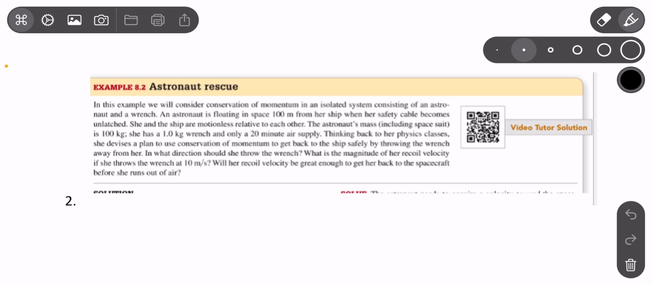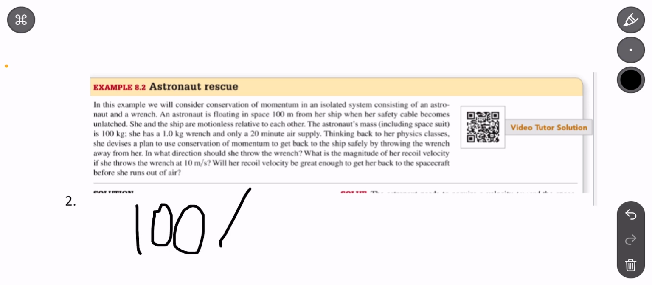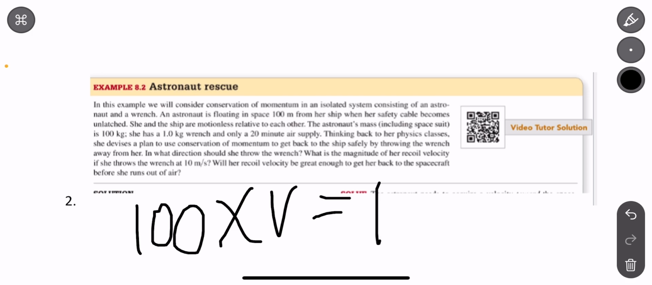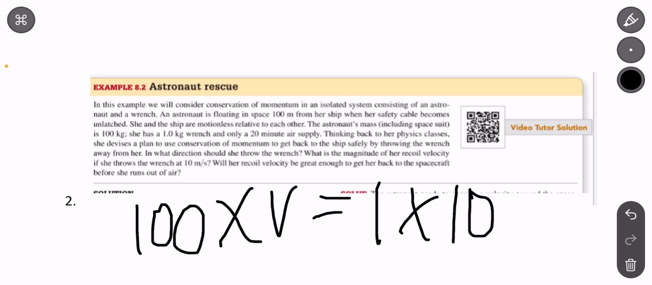But let's figure out the first question, right? So here we go. We have 100. Let me write out the equation first. 100 V is going to be equal to 1 times 10. 100 being the kilograms, V is the recoil velocity. And she's trying to throw in the opposite direction, right?